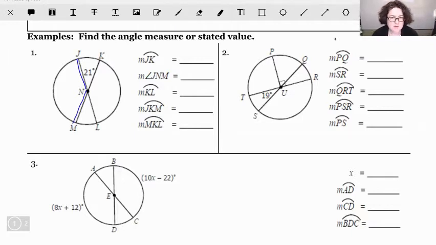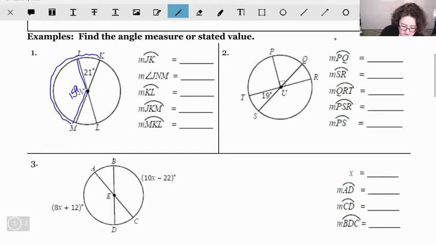So any ideas? Well, isn't KM a diameter? Well, if that's the case, then that goes all the way through half the circle, which means how many degrees? 180 degrees. And so if I think, well, halfway around the circle is 180 degrees, I already know the 21 degrees part, so the leftover, just subtract. So 180 minus 21, well, that gets me 159. So our angle JNM is 159 degrees.